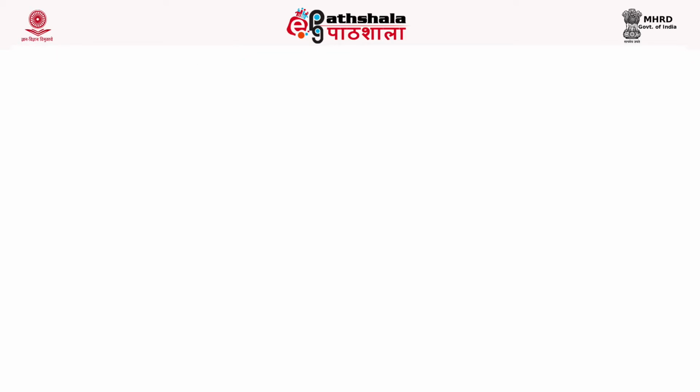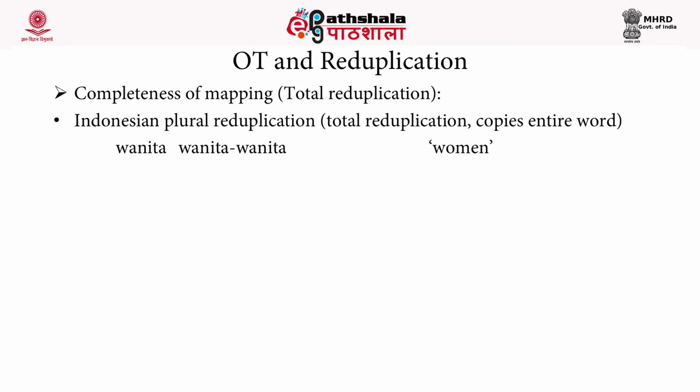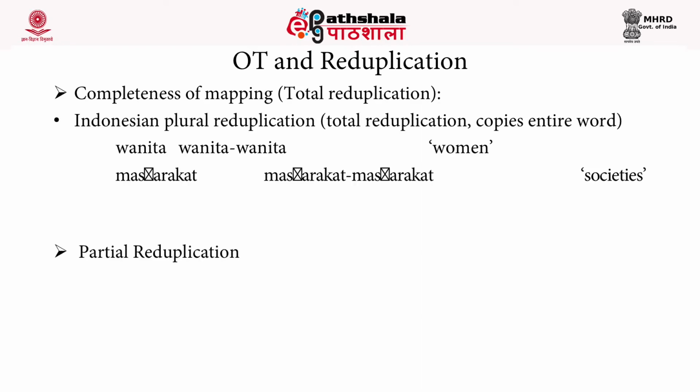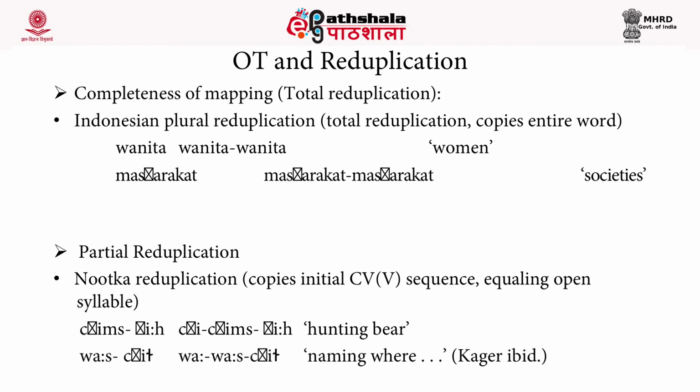So let us now go into OT and reduplication. As we have already posited the constraints, we are now going to look at how OT would account for reduplication. Now, completeness of mapping, like total reduplication. When we talk about total reduplication, what we are talking about is MAX-BR and MAX-IO playing a role here. Now let's take the example of Indonesian plural reduplication.